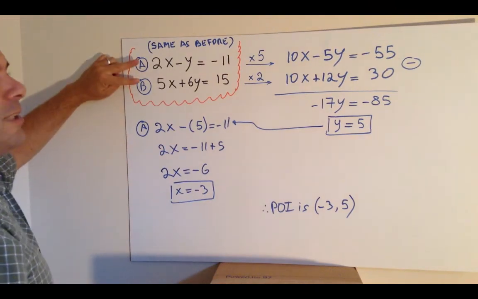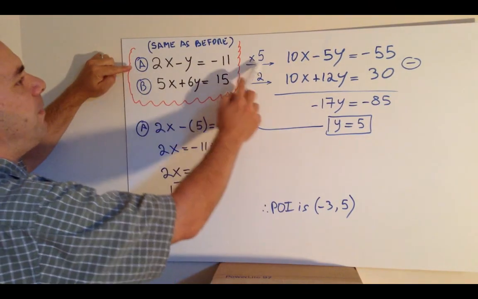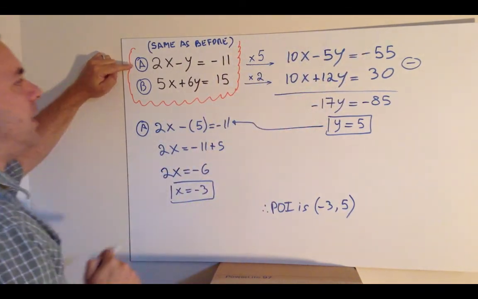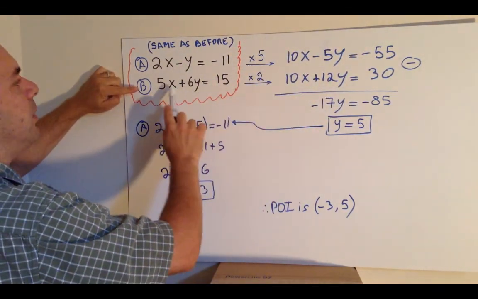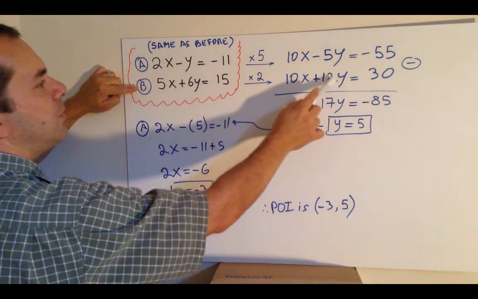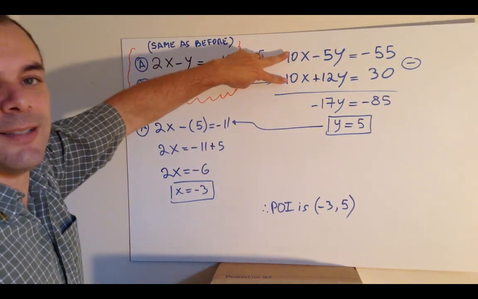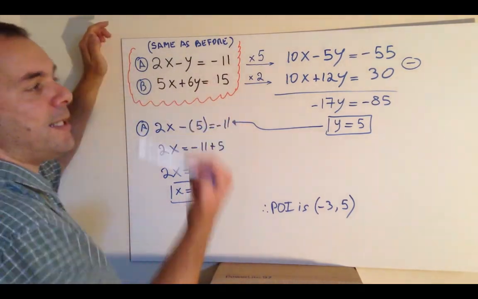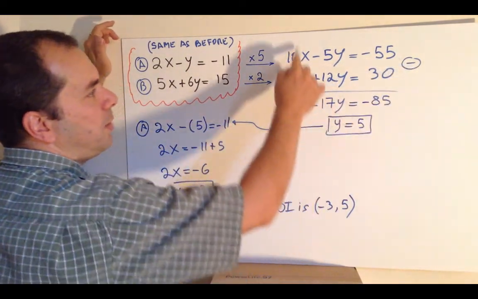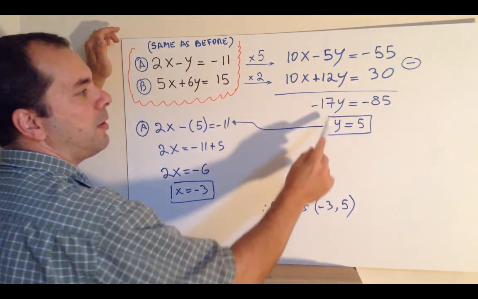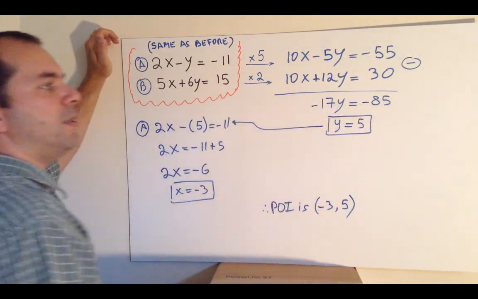So this is the exact same equation. I'll just multiply the top by 5, so I get 10x minus 5y equals minus 55. And the bottom one, we'll multiply it by 2. So we get 10x plus 12y equals 30. And the only reason is so we can get this 10x and 10x. Now instead of adding like we did in the last one, I need to subtract so I can get rid of this. And when I subtract it vertically, I get minus 17y equals minus 85.